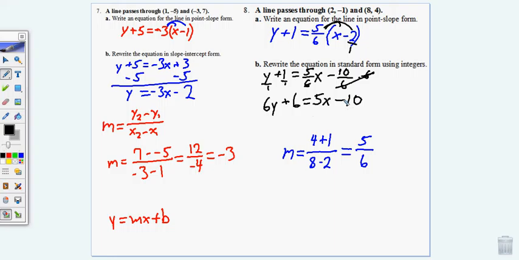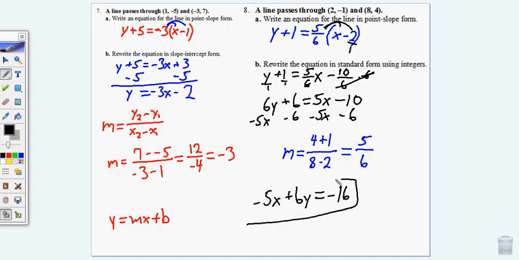Now we need to get x and y on the same side. So I have 5x. I'm going to subtract that to get it onto the other side. Also, we want to get all of the non-x terms onto this other side, so I'm also going to be subtracting 6 here. I'm going to write down here just because I need more room. So I have negative 5x plus 6y, and this positive 6 got subtracted over to here, so we have negative 16. Negative 10 minus 6 is negative 16. Here's my standard form. All set.